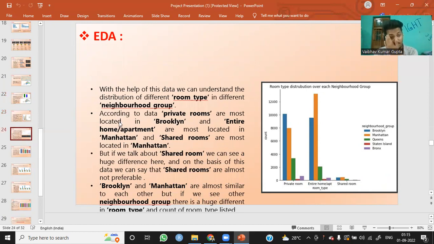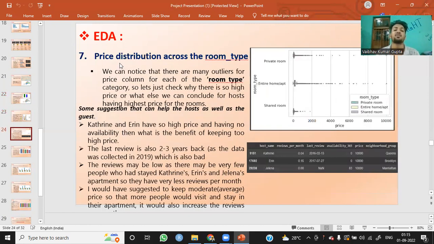For the next part, we have the seventh question: price distribution across the room types. We can clearly see that there are many outliers in the price column for each room type category. So let's look at why there is such a high price and what the probable reason is.